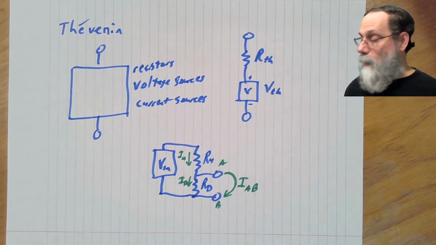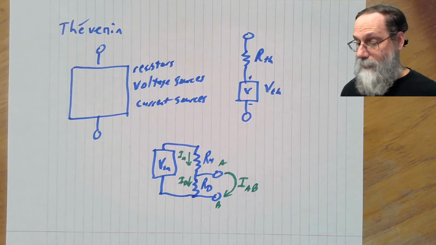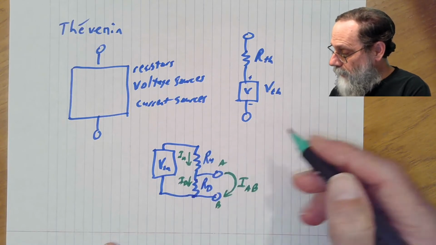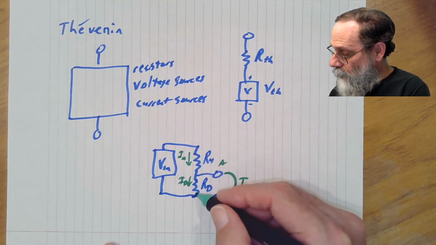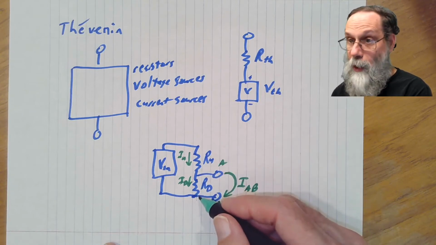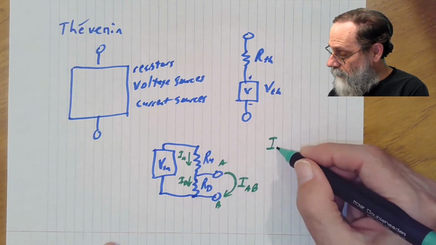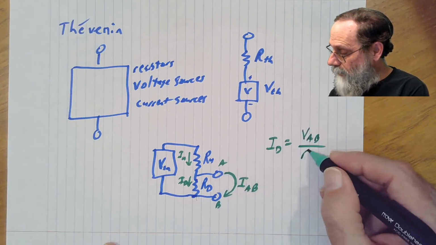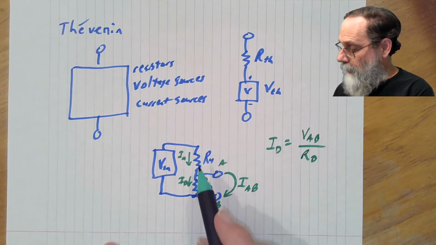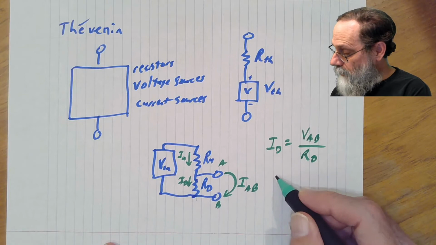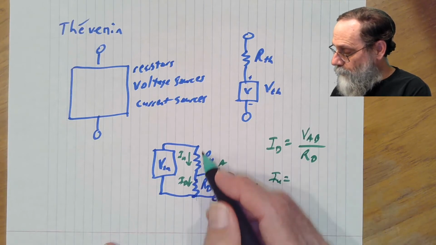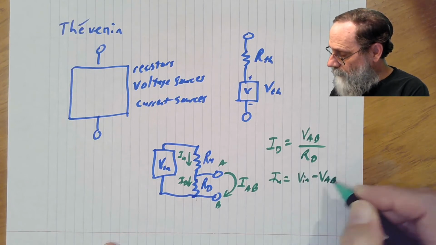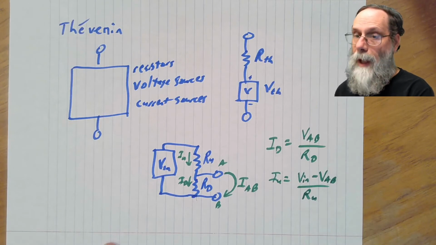Well, basically, we're going to use Ohm's law and try to figure out what is going on here. We have got that the current through Rd is just going to be VAB, the voltage of the two ports, divided by Rd. We can look at the IU. Well, that's going to be the voltage across that resistor, so that's Vn minus VAB divided by Ru.